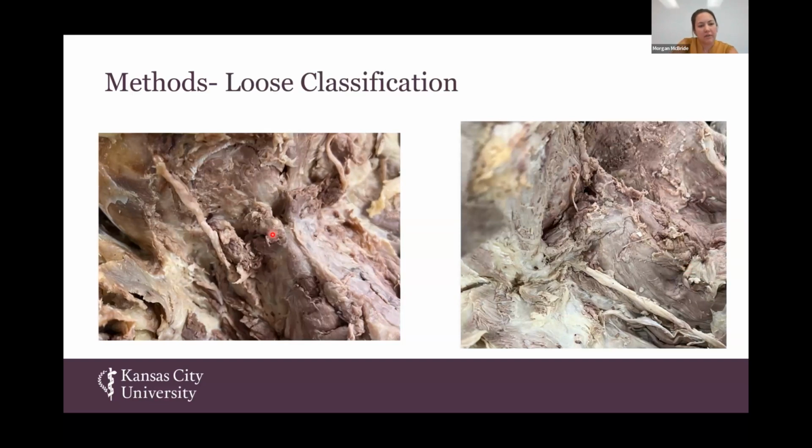So here's a picture of the loose classification. Here's that C2 spinous process, and here's our muscle, and this is the greater occipital nerve. And this one doesn't have a lot of fascia attaching it to the muscle, and it could also be easily moved with forceps. As you can see over here, this one is very easily moved. It was pushed right off of the muscle.